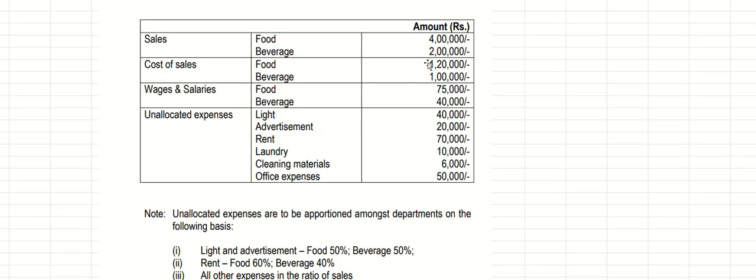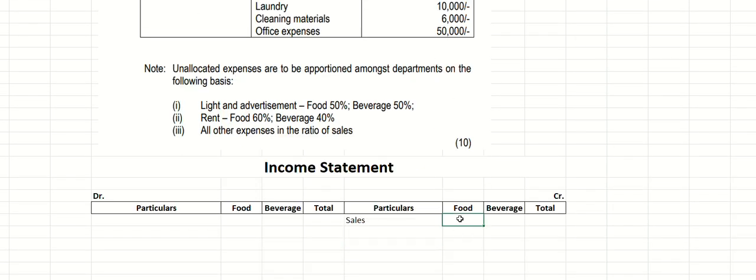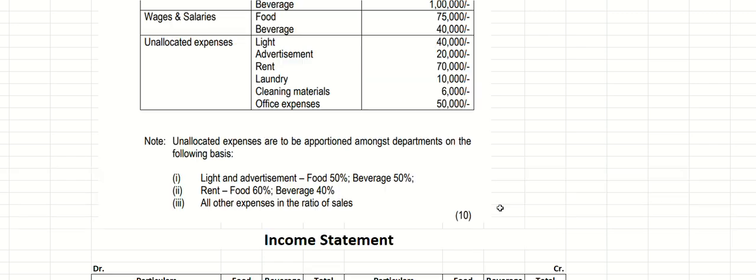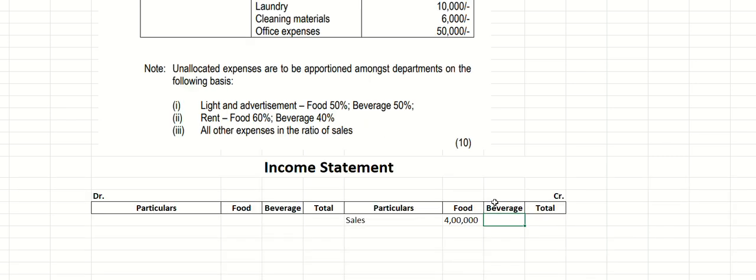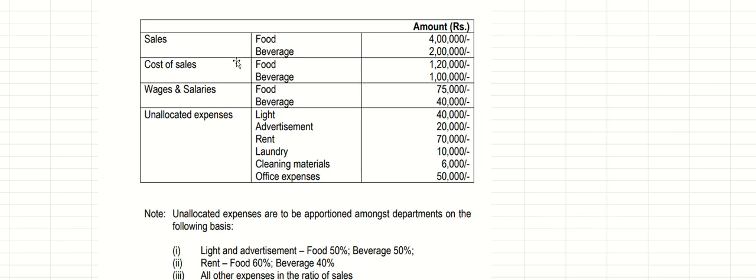We are going to write the sale of food, that is 4 lakh. And for the beverage, the sales is rupees 2 lakh. So we'll write rupees 2 lakh here. And I'm going to take the total of 4 lakh and 2 lakh. So the hotel together, the food and beverage departments, has made a total of 6 lakh rupees sales. Okay. Now the cost of sales.